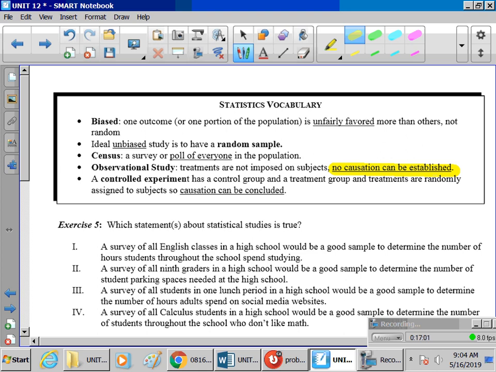And a controlled experiment has a control group and a treatment group. All right, so causation can be concluded here. So what that's saying is, in a controlled experiment, usually you have two groups. One gets the product, one doesn't. So a lot of drug companies do this. They give one group what's called a placebo. So they're taking a pill every day, but it's really not doing anything. It doesn't have that active ingredient in it.